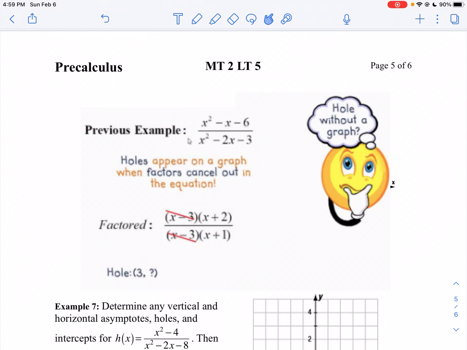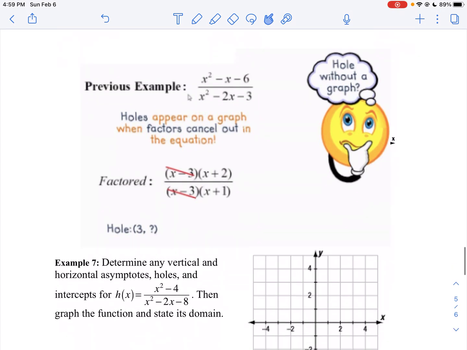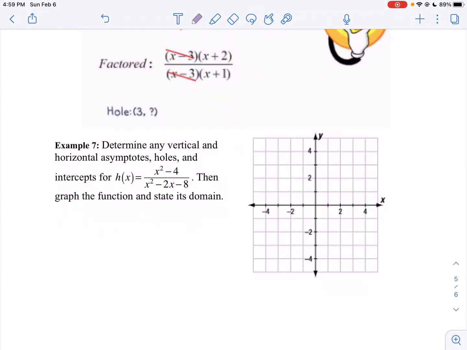When you have a rational function and the terms reduce, like they do here, you're going to have a hole in your graph at 3. That is, your graph is not going to be defined at 3. And this is where Desmos kind of fails us. It's there, but it's not so clear to see. So for example, let's take a look at this one.